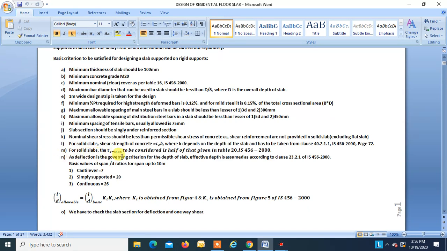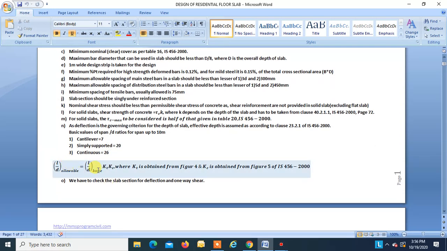As deflection is the governing criterion for depth of slab, effective depth is assumed according to clause 23.2.1 of IS 456-2000. Basic values of span by D ratio for span up to 10 meters: for cantilever it is 7, simply supported 20, continuous 26. L by D allowable is equal to L by D basic into KT into KC. KT is obtained from figure 4 and KC is obtained from figure 5 of IS 456-2000.